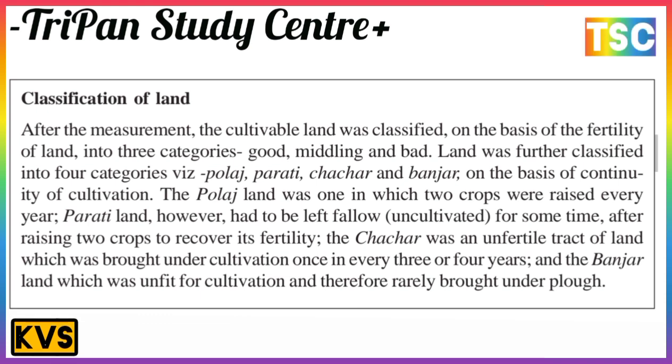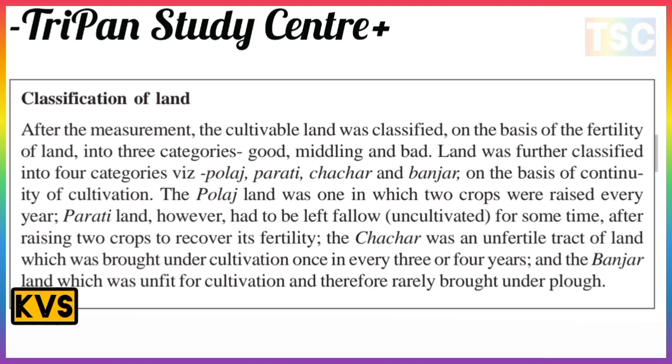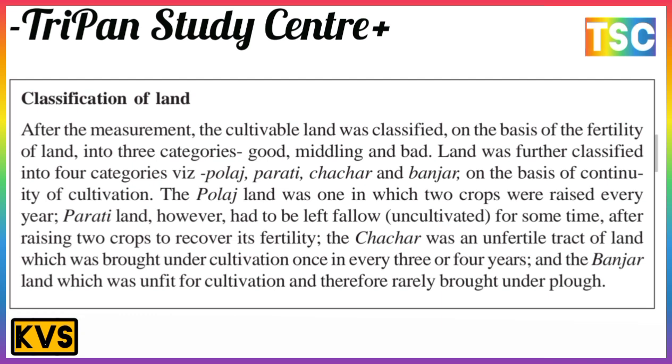Chachar was a tract of land which was left uncultivated, sown only once every three or four years. And banjar is land which is unfit for cultivation and therefore rarely brought under the plough. Banjar bhumi is unfit for cultivation.